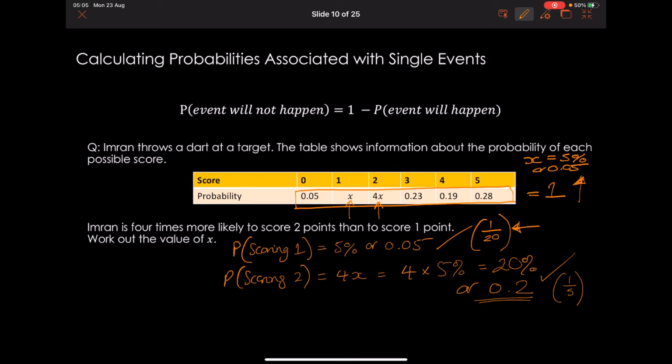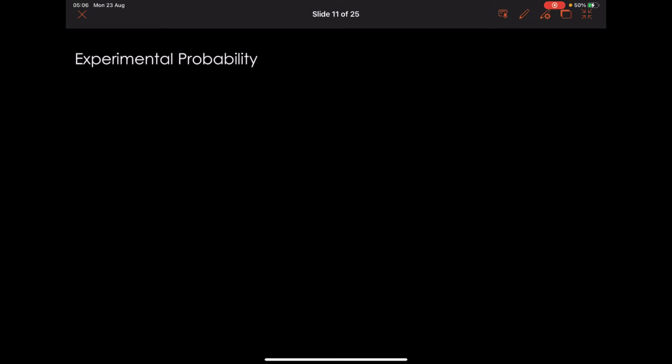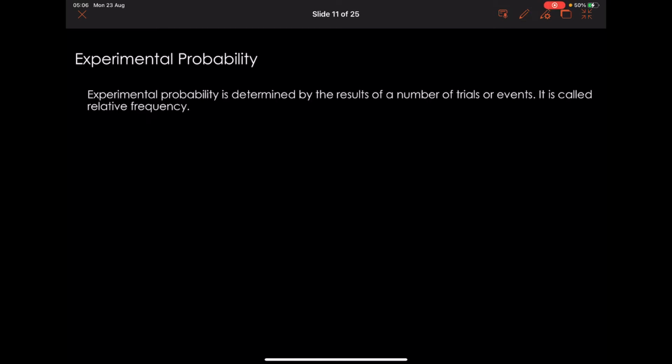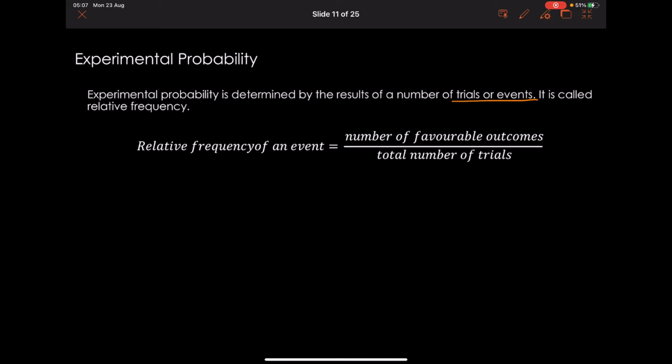Alright, let's have a look at some experimental probability now. Experimental probability is determined by the result of a number of trials or events, and this is called relative frequency. So for example, if I wanted to work out the probability of you catching a ball, I would have to throw a ball to you quite a few times before I came up with a general probability of the likelihood of you catching that ball next time. So, relative frequency of an event is the number of favourable outcomes over the number of trials. This is exactly the same, really, as probability. How many times did something happen out of the total number of times you carried out the experiment?